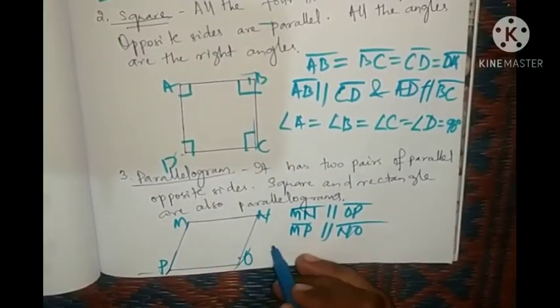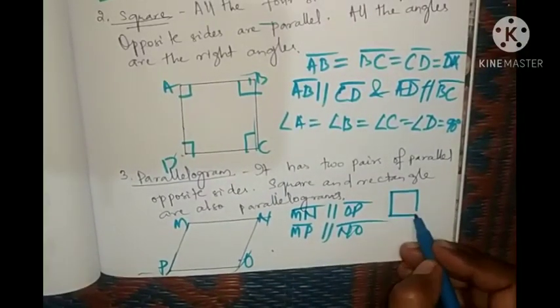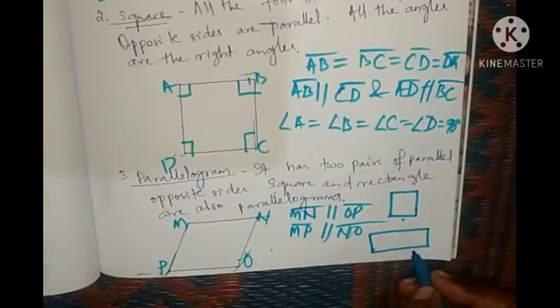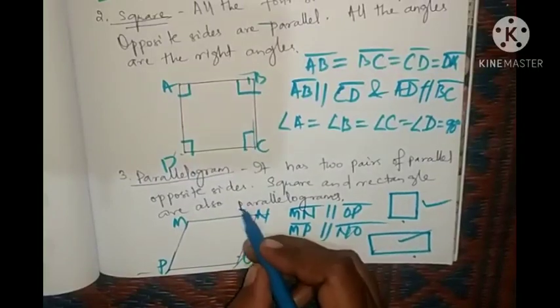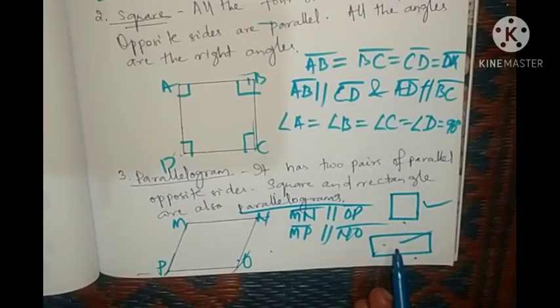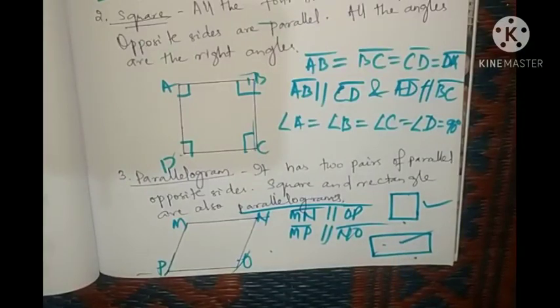You can see in a square also, all sides are equal but opposite sides are parallel. In a rectangle also, opposite sides are parallel. So square and rectangle both are parallelograms. All parallelograms are not squares and rectangles, but all squares and all rectangles are parallelograms because their opposite sides are parallel.